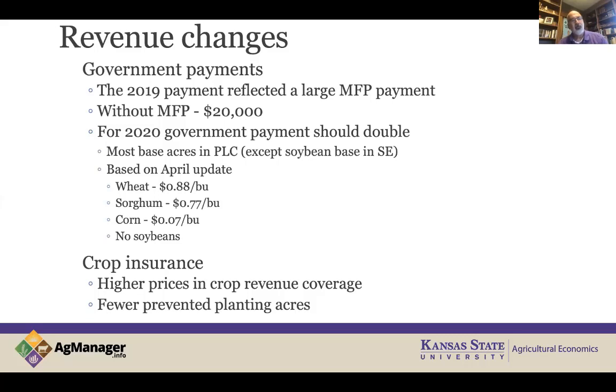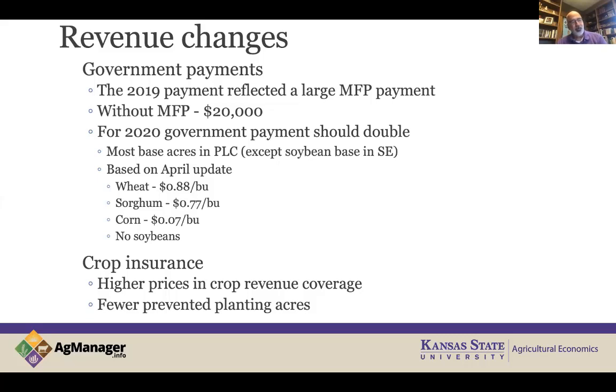Looking at the government payment changes, obviously, the MFP payment was a big payment last year for government payments. When we take that out, the average KFMA farm had a government payment number of about $20,000. Since we don't know, and we're probably pretty sure that we're not going to have an MFP, I don't want to say sure because when it comes to the government, you never really can tell for sure. But assuming we don't have an MFP, I looked at the government payments without the MFP in 2019 to compare that with our projection for 2020.